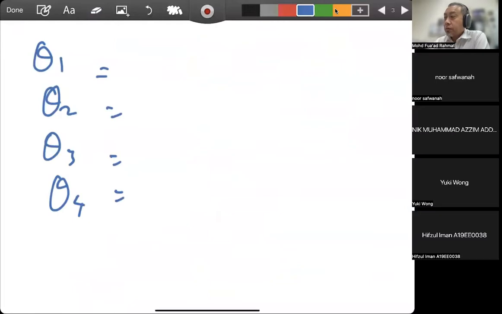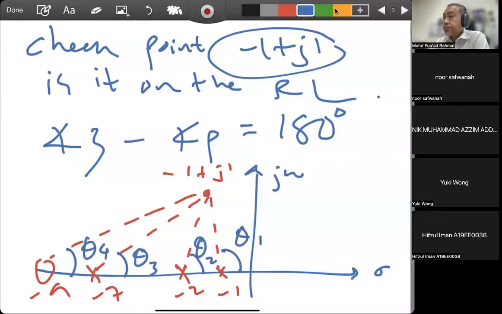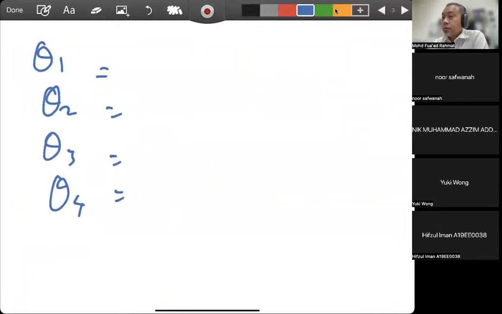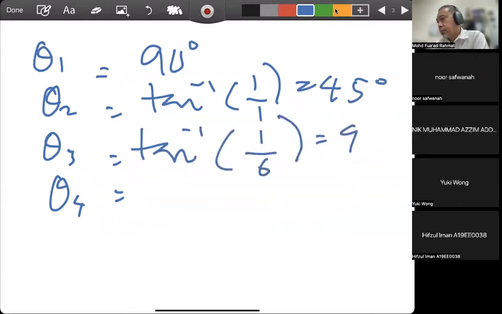So theta 1 is over here, which is theta 1, theta 2, theta 4. So theta 1 is 90 degrees because it's aligned with the pole and test point. Theta 2 is tangent inverse of 1/1, which is 45 degrees. Theta 3 is tangent inverse of 1/6. And then theta 4 is tangent inverse of 1/8.